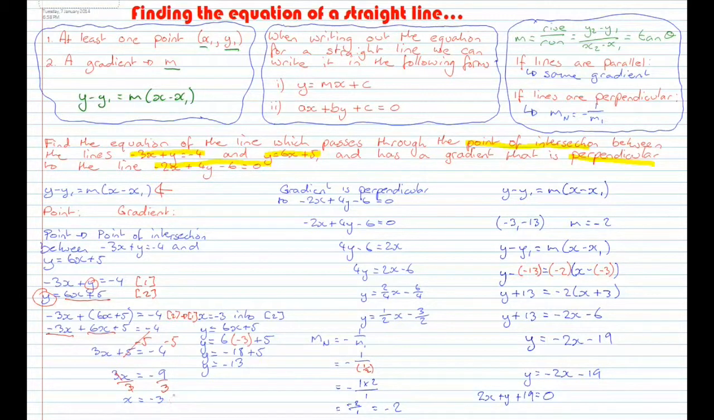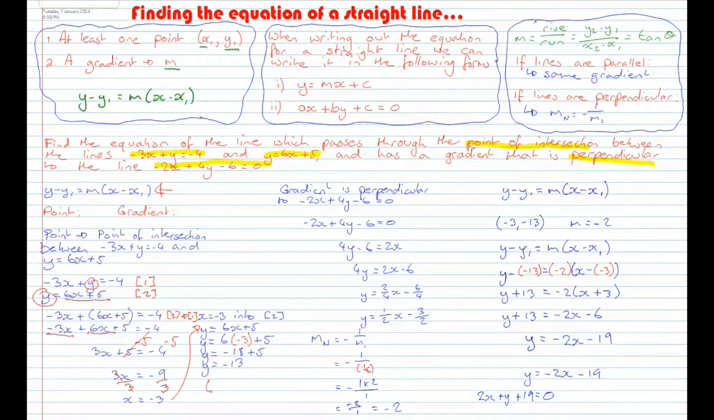Now that I've got my x coordinate, I can find my y coordinate by substituting x is equal to negative 3 into either one of these equations. Now if you have a look, I've got y on its own here, so I may as well use that. So I'm going to do x equals negative 3 into equation 2. Now equation 2 is y is 6x plus 5. So instead of writing my x, I'm going to write negative 3. So you got y is equal to 6 times negative 3 plus 5. Now 6 times negative 3 of course is negative 18 plus 5, and negative 18 plus 5 is equal to negative 13.